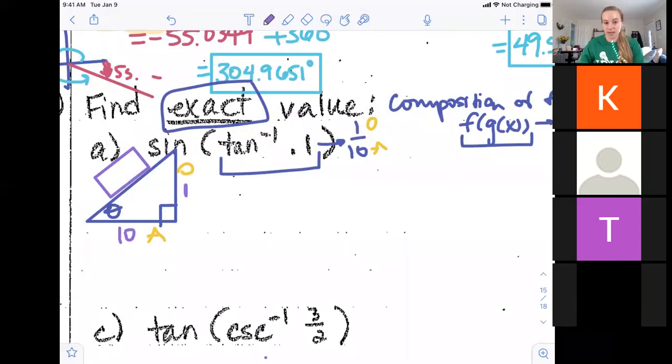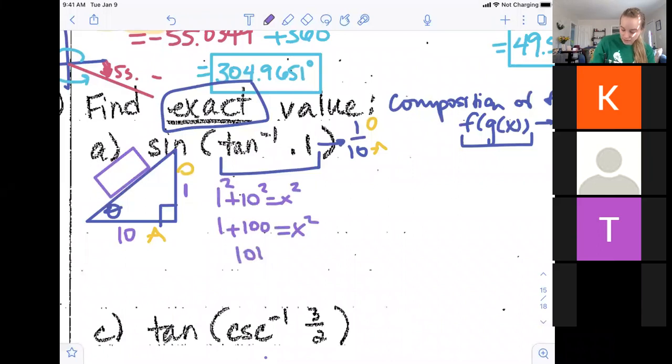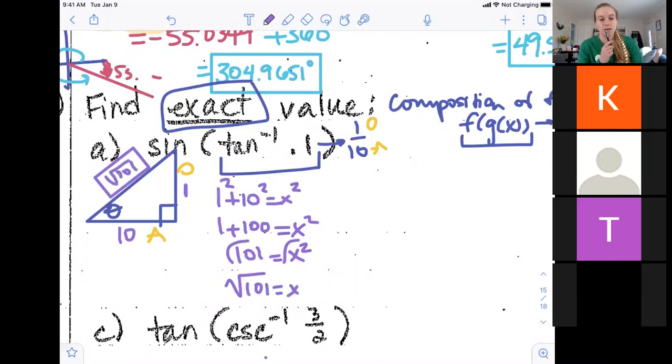So we've been doing this for days and days. 1 squared plus 10 squared equals x squared. 1 squared is 1, 10 squared is 100, equals x squared. 1 plus 100 is 101, and then square root. Root of 101 equals x. So square root of 101 is my hypotenuse. I just took inverse tan of 1 over 10 and I put it on a triangle.